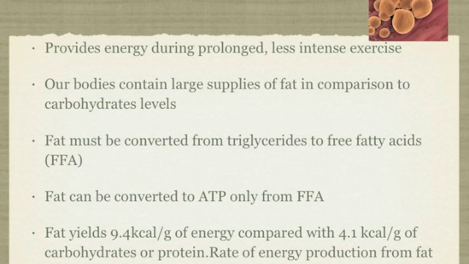We have excess fat stored in our fat cells as triglycerides. The triglycerides we then break down into free fatty acids, and it's as free fatty acids that are used in the cycle to produce ATP. And fat is a very rich source of energy for ATP production, and it produces more ATP in comparison to using carbohydrates or protein.